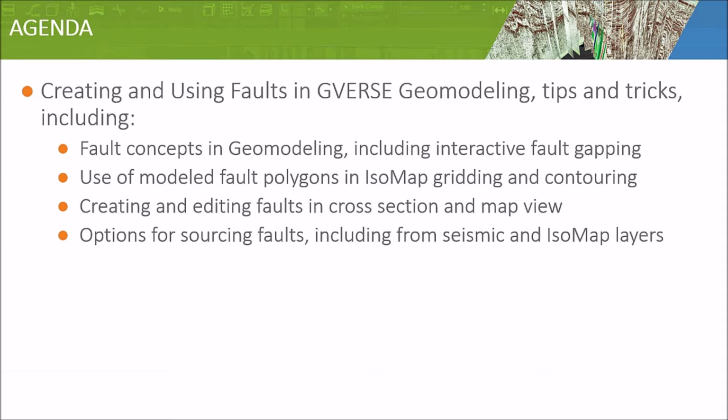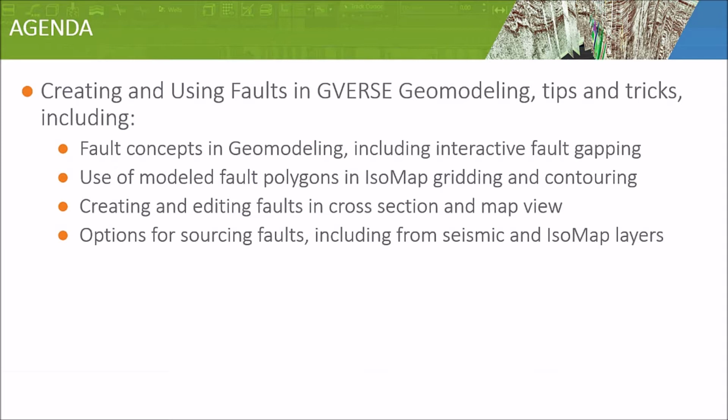created, how they're edited, etc., including a tool that some folks that use GVERSE geomodeling may not even be aware of, which is the ability to interactively fault gap, or gap faults, I should say, within cross sections, within stratigraphic cross sections in geomodeling. And then I want to show how fault polygons that are created by the model on the fly can be used in IsoMap for gridding and contouring.